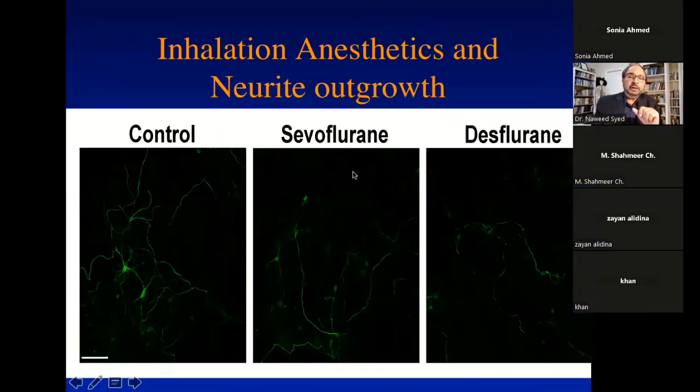Then we looked at neurite extension. And what we also find is that control neurons extend extensive dendritic and axonal branches, whereas in sevoflurane we see some curtailment of these branches, but in desflurane the neurons are very limited. They don't branch out, they extend longer processes, but the branching is also curtailed. So what it really suggests is that desflurane, as compared to both sevoflurane and control, affects both the quality of neurite growth and the extent of the total growth.